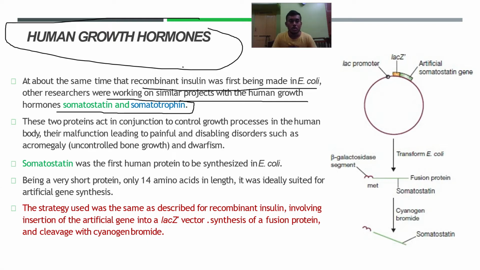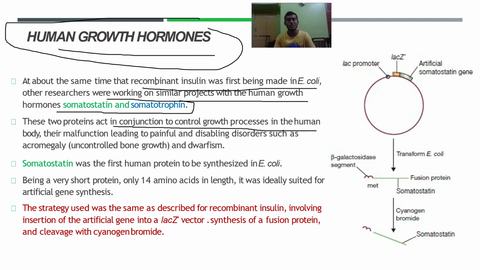So talking about the human growth hormones, the logic behind this is also the same, which is the production of growth hormones such as somatostatin and somatotropin. These two proteins act in conjunction to control growth processes in the human body.